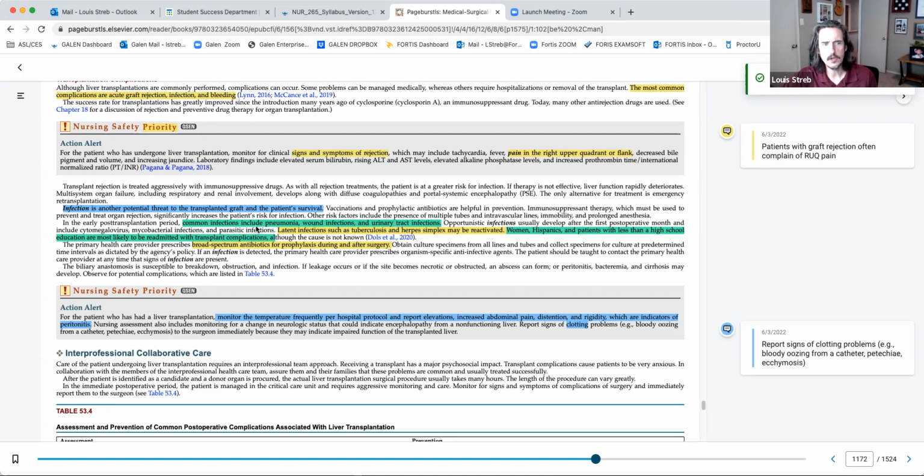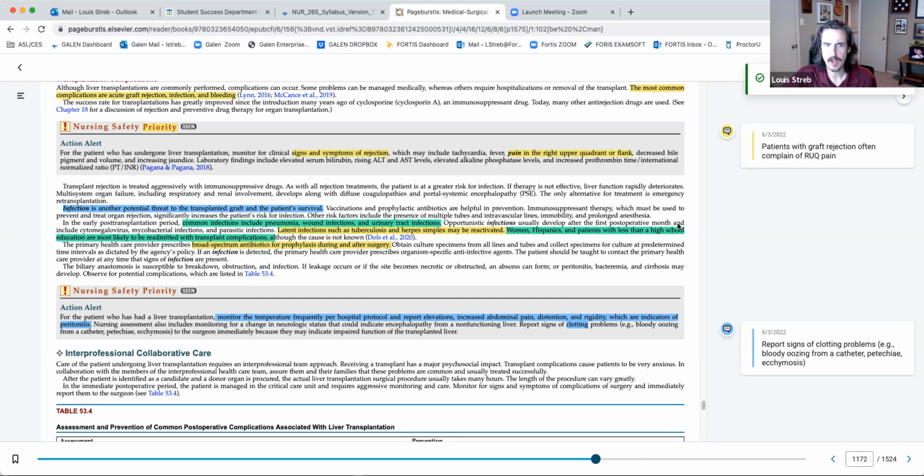Common infections include pneumonia, wound infection, urinary tract infections. We know that these opportunistic infections arise because these patients are on immunosuppressant type drugs to prevent graft rejection. So it's a double-edged sword. We need to keep your immune system at bay so it doesn't reject the graft or the transplant when we think about liver, kidney, and heart. But also because of the drugs, opportunistic infections will rear themselves.